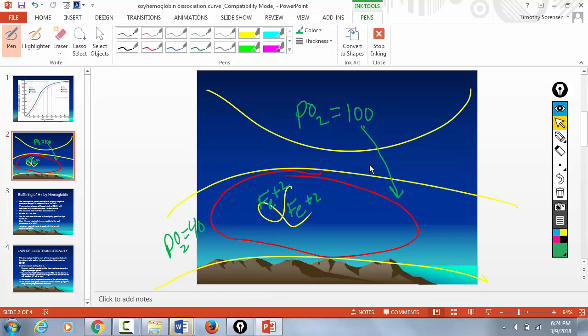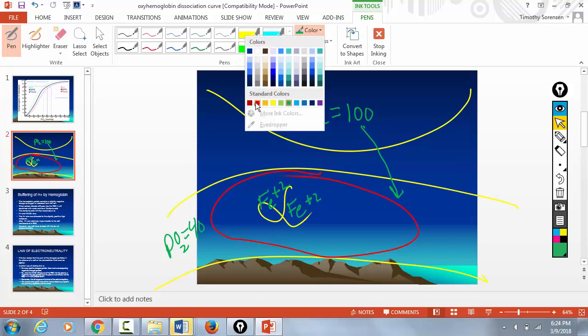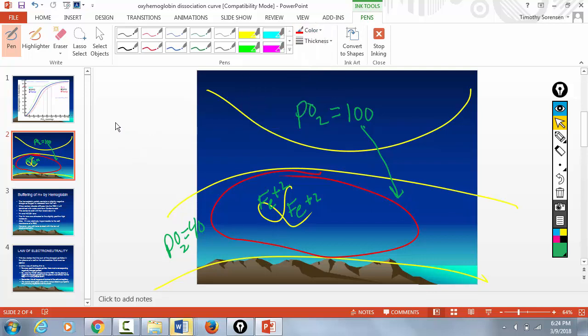So you better write this down. One of the conditions at the lungs is high PO2. High PO2 makes oxygen want to bind to the iron on hemoglobin. Say yes. What's the PCO2 of venous blood?